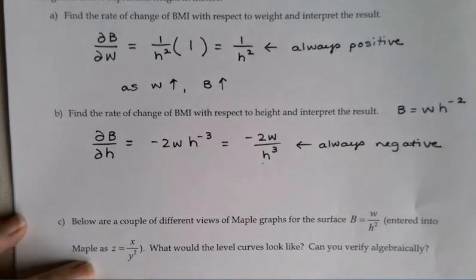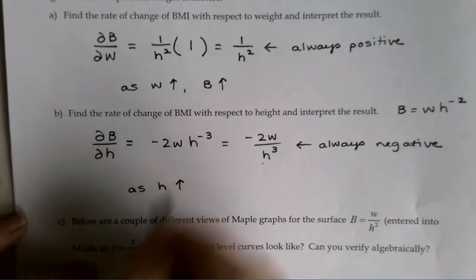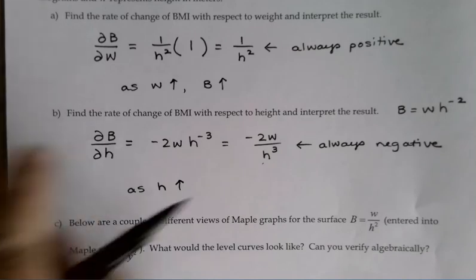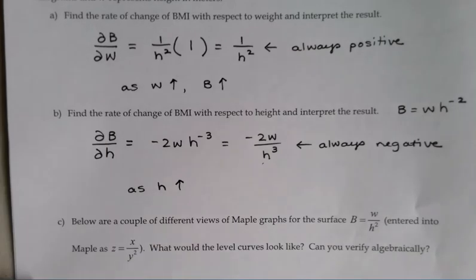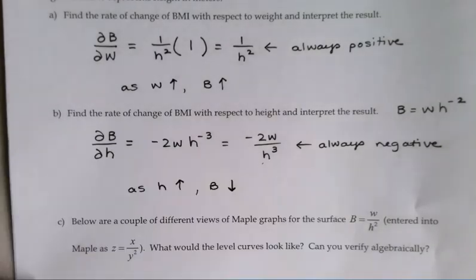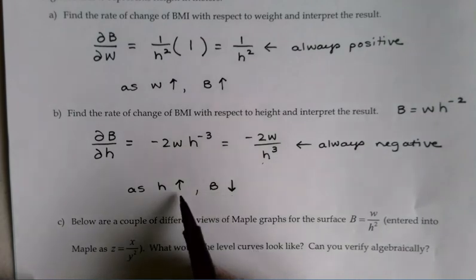Let's see if that makes sense. What happens as height increases if weight stays constant? Think about a child who maybe is growing, getting taller, but not gaining any weight. BMI would go down, right? More height with the same weight. Again, that makes logical sense. That's why our derivative is negative. BMI is decreasing as h goes up.